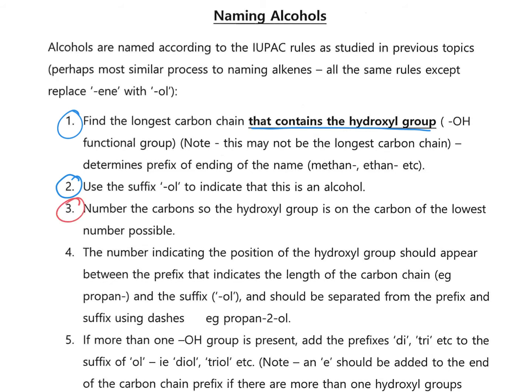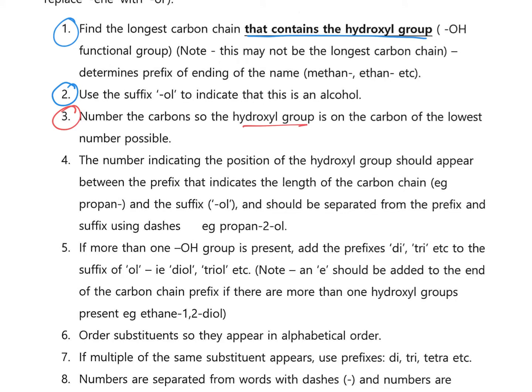Then we number our carbons so that the hydroxyl group is on the carbon of the lowest number possible. So even if you have other substituents like methyl or bromo groups or things like that, then you must make sure that the hydroxyl group, the functional group, is on the carbon of the lowest number possible. Next, the number indicating the position of the hydroxyl group appears between your prefix, like your methane or your propan or whatever, and the suffix -ol. And it should be separated from the prefix and the suffix using dashes. So for example, propan-2-ol. So this is a bit like saying but-2-ene or pent-1-ene with our alkenes.